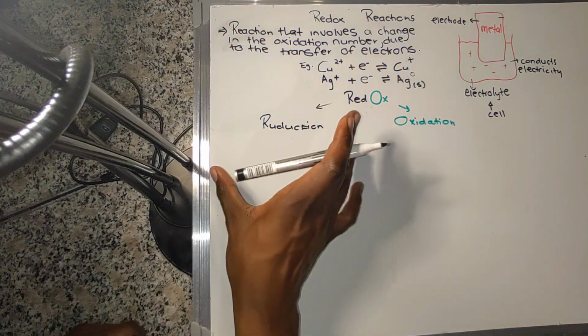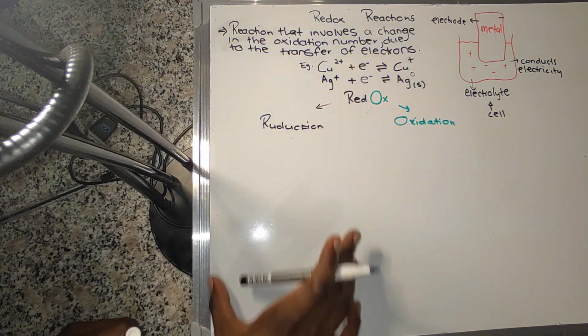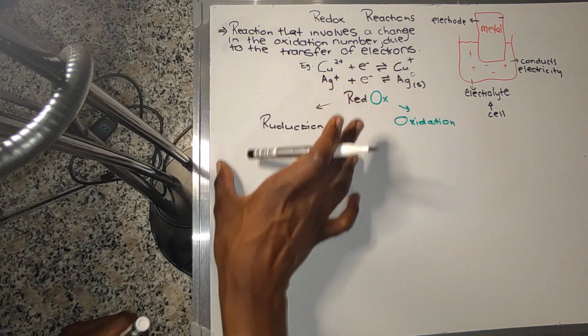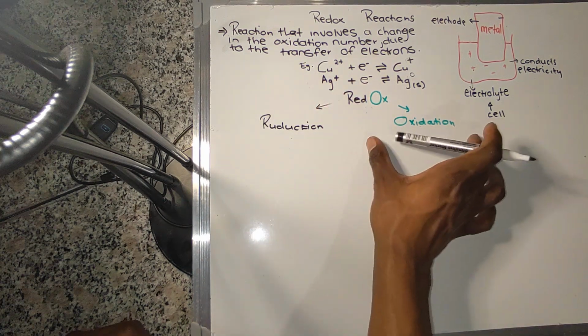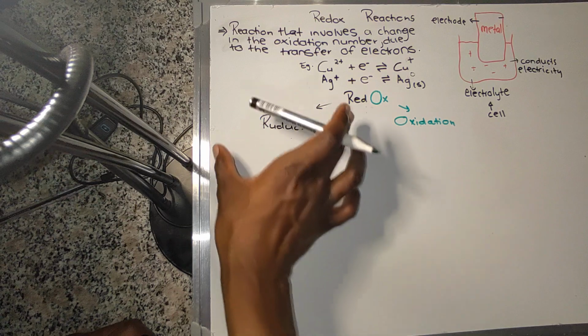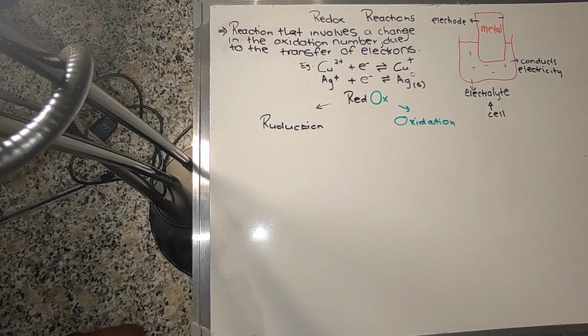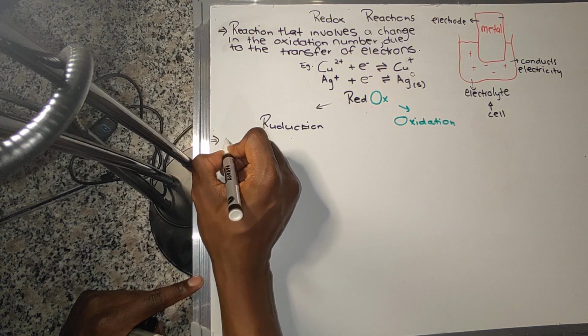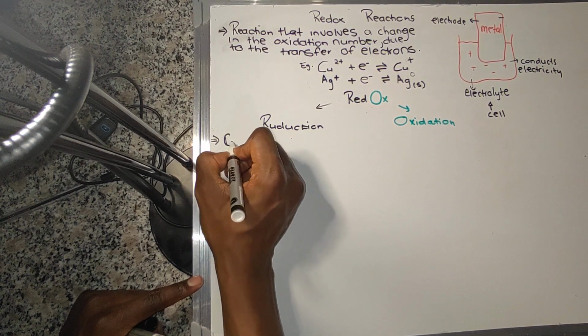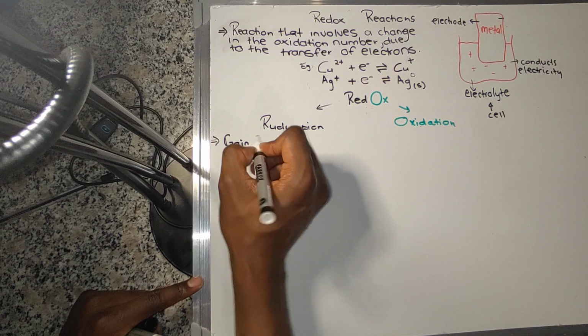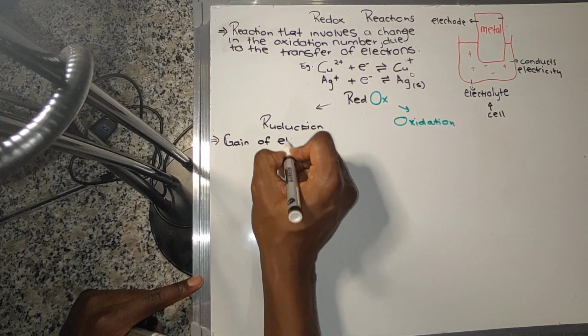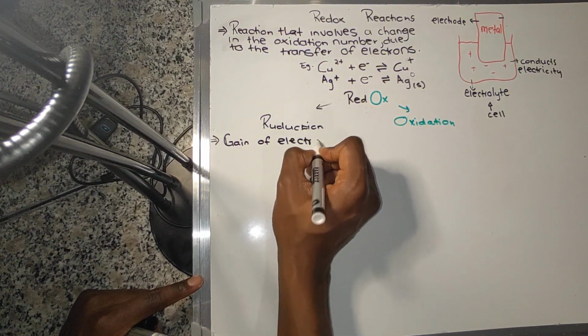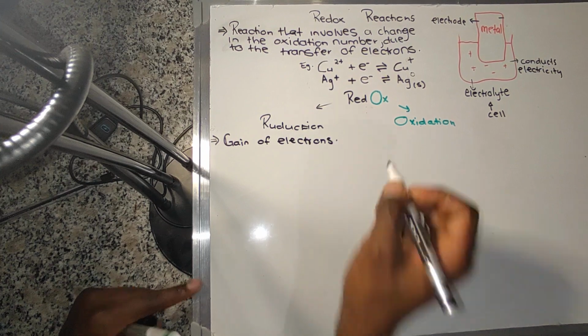Now I say to my learners, if you understand reduction thoroughly, if you understand everything about reduction, this will not be a problem because you just reverse what is happening on the side. Okay, so we define reduction in 2 ways. We define reduction as a gain of electrons.